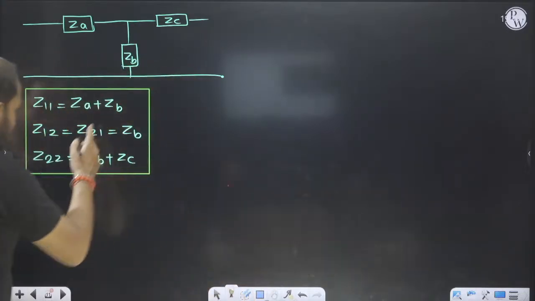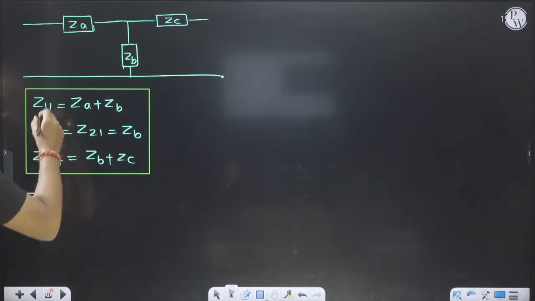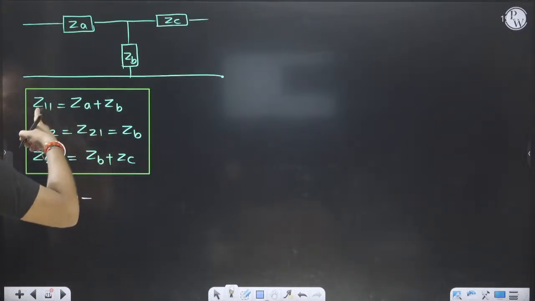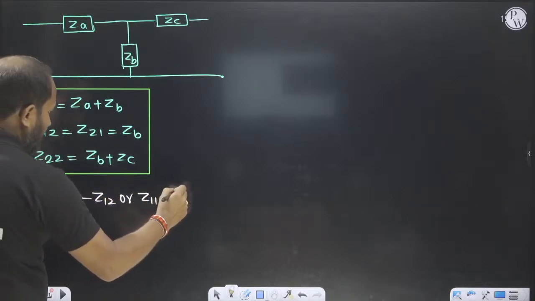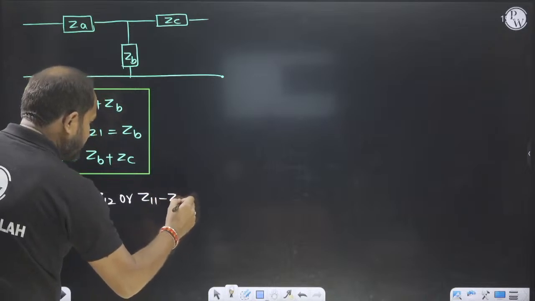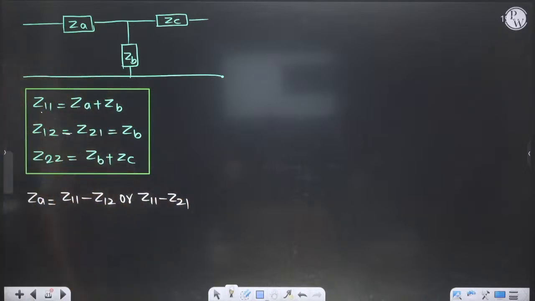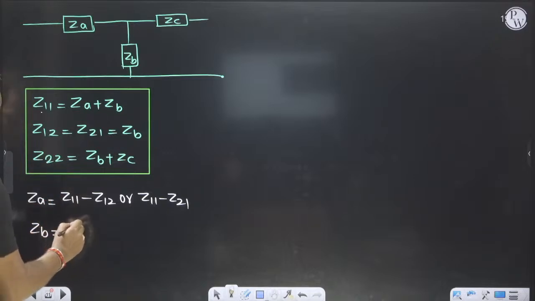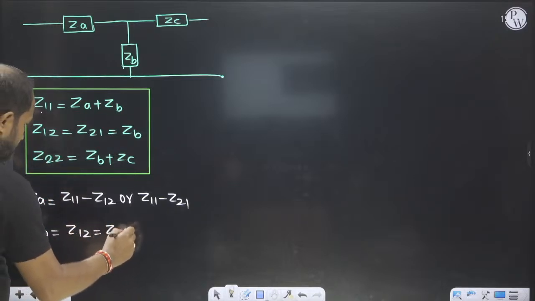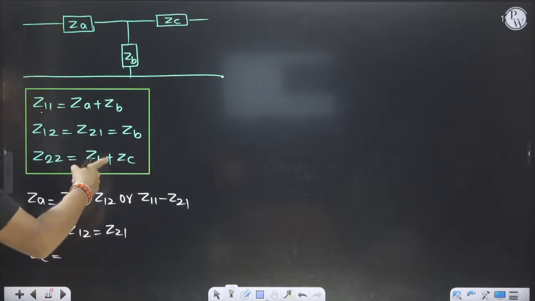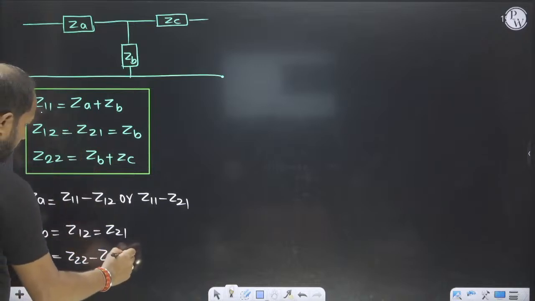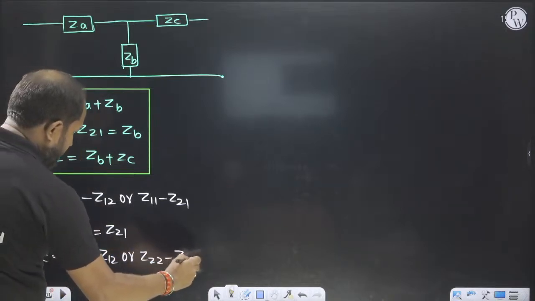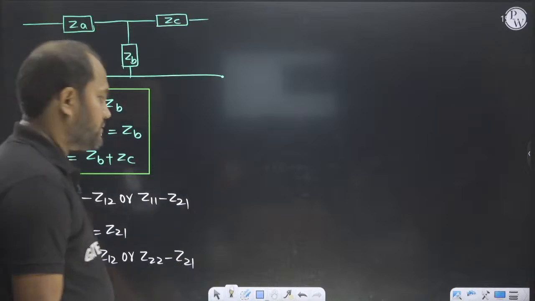From the above equations we can derive ZA. ZA is equal to Z11 minus ZB, and ZB is Z12 or Z21, so ZA is Z11 minus Z21. Similarly ZB is equal to Z12 or Z21, and ZC is equal to Z22 minus ZB, so ZC is Z22 minus Z12 or Z21. So this is the point.